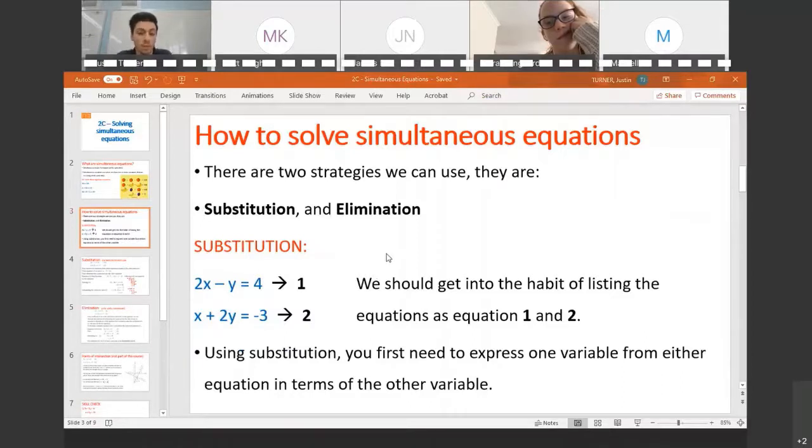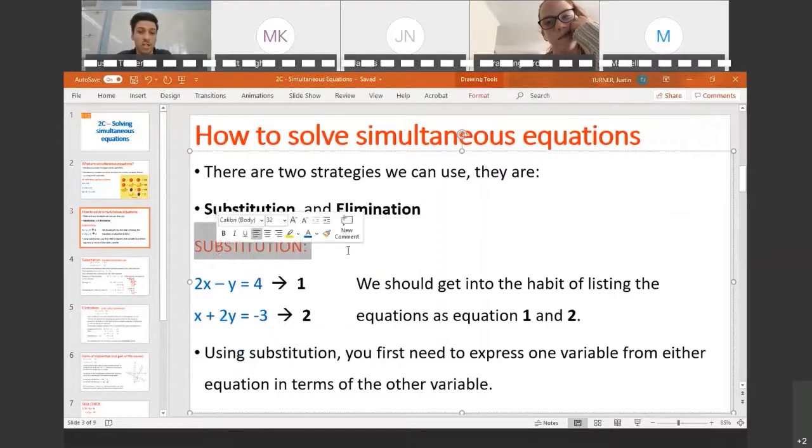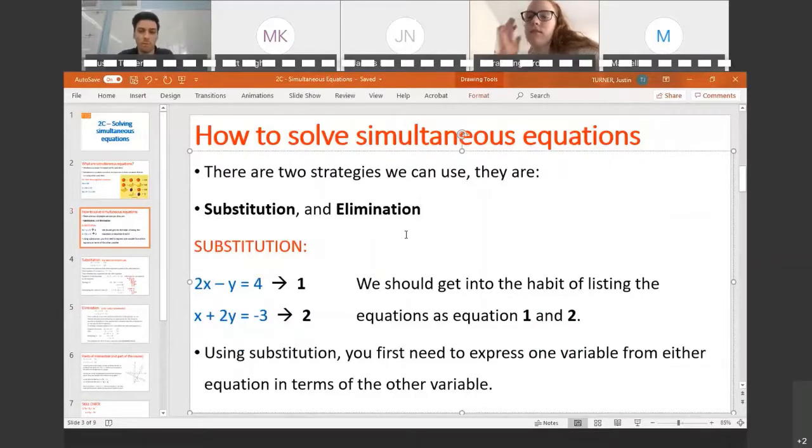But in my personal opinion, I think substitution is a lot easier. I think it works a lot more often, whereas elimination, it's only really helpful sometimes, but we'll learn both of them. So let's say we had these 2 simultaneous equations.